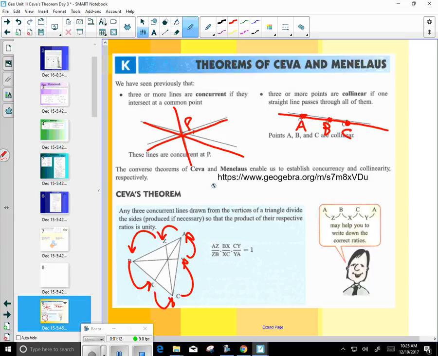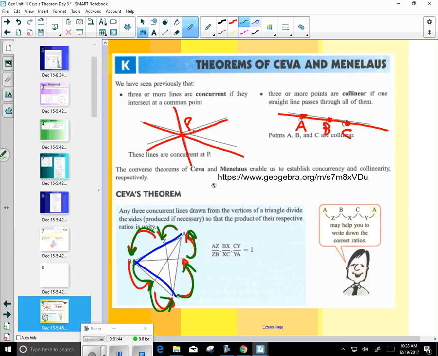So there we go. That's Ceva's theorem: if you take a length of a side like AB and take the components AZ over ZB, and then you do the next side, BC, and you're going to do BX over XC, and then the last side, which would be CY over YA.